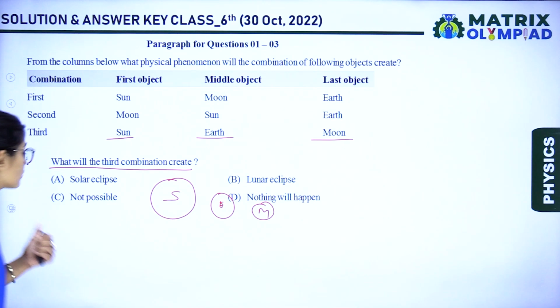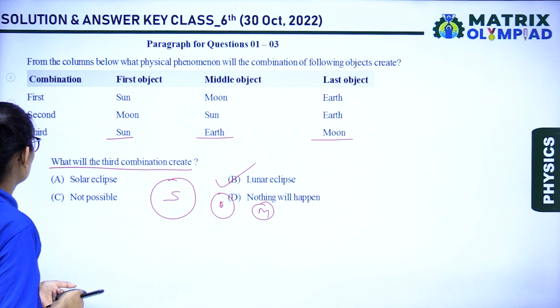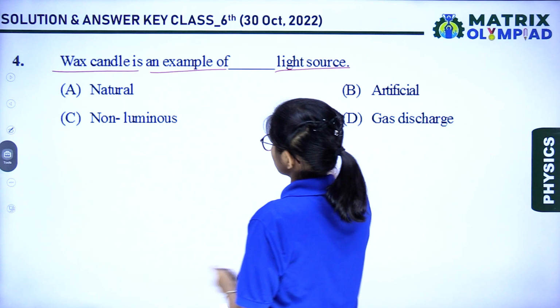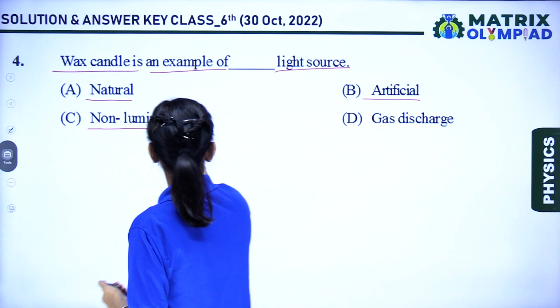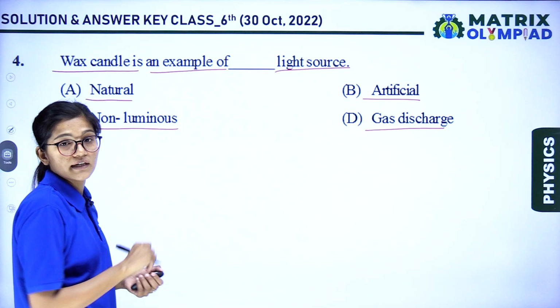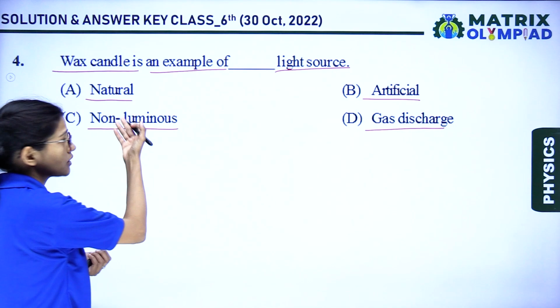Now come to question number four. A wax candle is an example of which light source? First, natural; then artificial; then non-luminous; and then gas discharge. Let's see. If I'm talking about the natural source of light, these sources occur in nature, like the sun and stars. These are examples of natural sources of light.